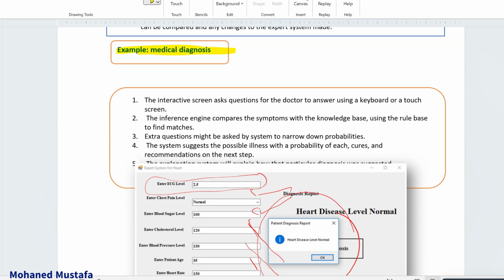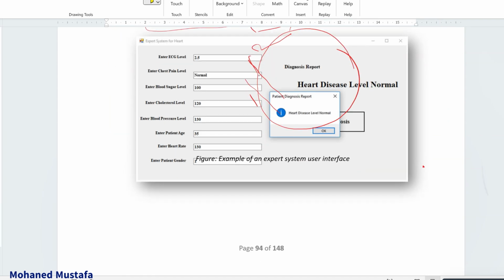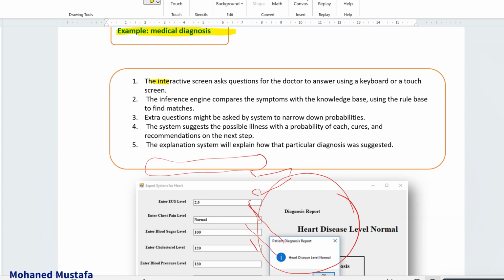One of the examples is medical diagnosing. In medical diagnosing these are the steps. First of all, you have a user interface, an interactive screen. You will be asked questions and you will answer them using a keyboard or a touch screen. We mentioned that most of these questions should be logical questions, yes or no. What will happen? The inference engine will look for answers in the knowledge base using the rule base. If it finds matches, it's done. Otherwise, if the inference engine finds more than one possibility, extra questions might be asked by the system to narrow down the possibilities. Once it's done, the system will suggest the illness for you, and then the explanation part will show you why the system has reached this conclusion.